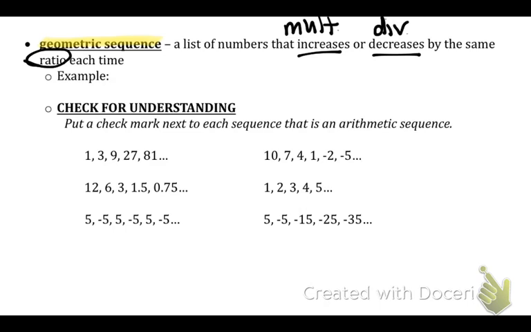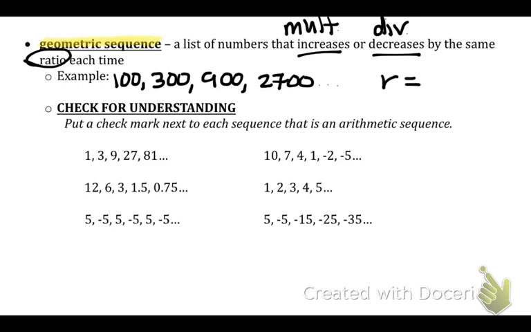So, an example might be 100, 300, 900, 2,700, etc. In this sequence, I know it's a geometric sequence because the ratio that it's multiplying by is 3.